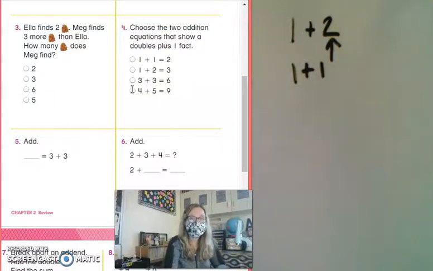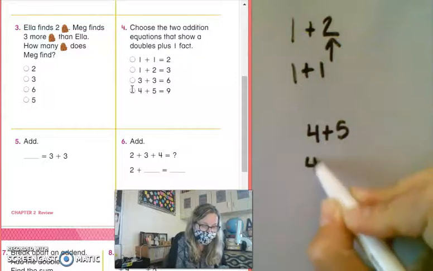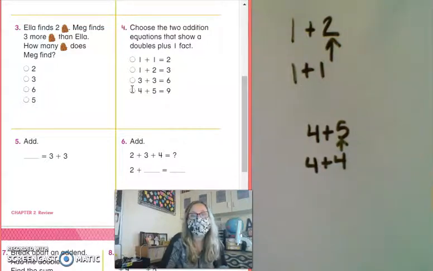Look at number 4. I have 4 plus 5. I know 4 plus 4 is a double. Well, what's 1 more than 4? 5. So that one's a doubles plus 1. So you should have filled in, Serafina, the second bubble and the last bubble. 1 plus 2 equals 3, and 4 plus 5 equals 9.